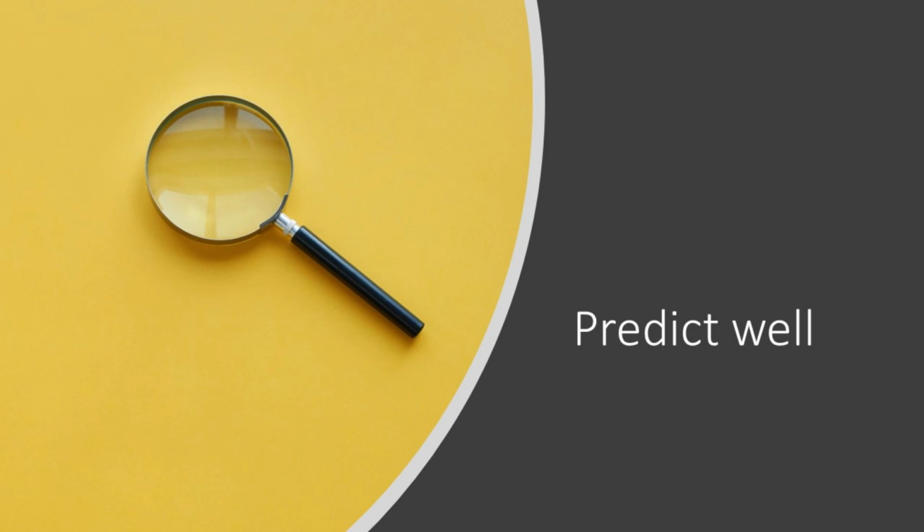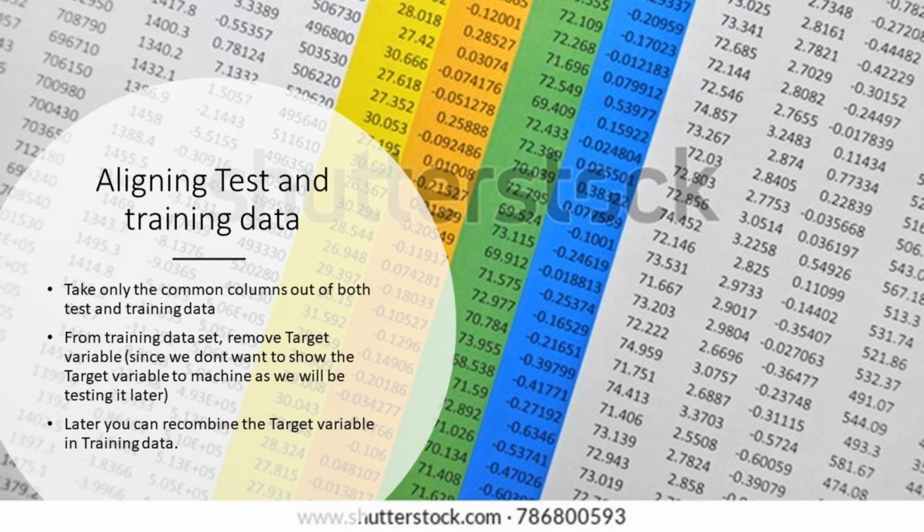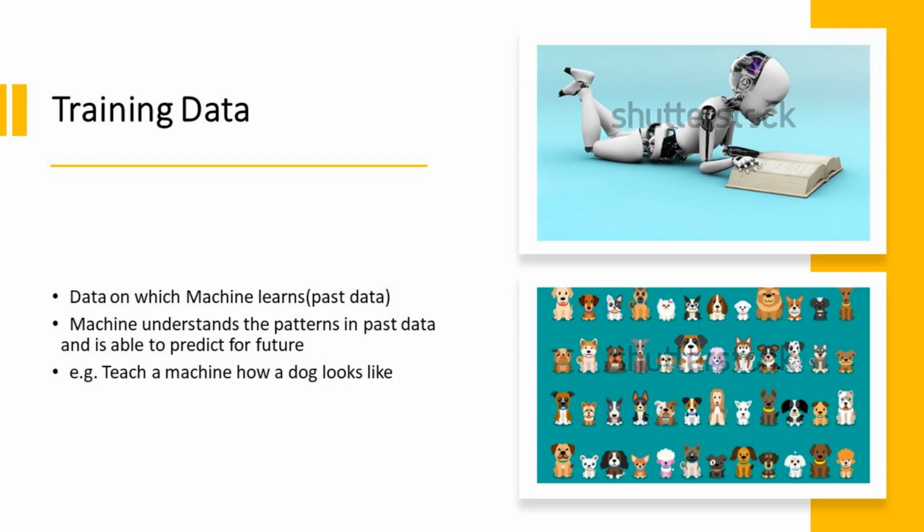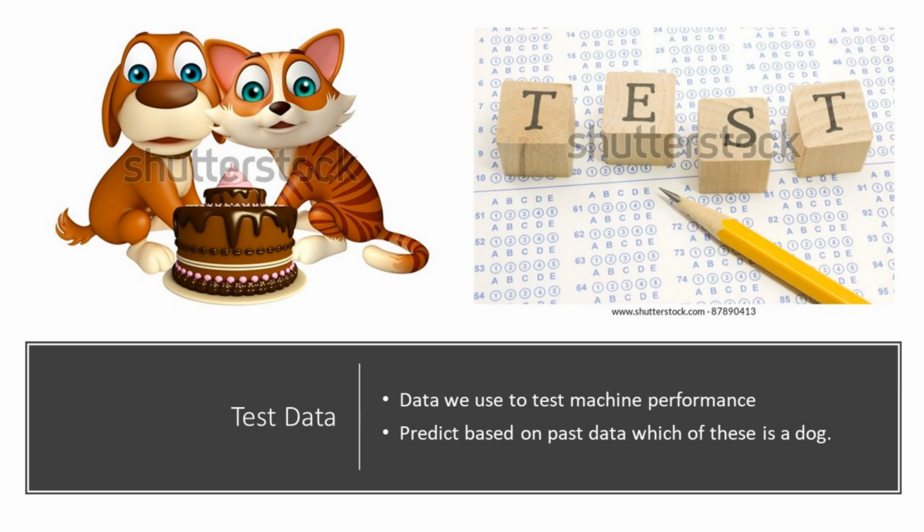Now we come to aligning of the training and test data. For aligning, you're only going to take the common columns out of both test and training data. Let's say the training data has 1 lakh columns and the test data has 50,000 columns. You understood what is training data and testing data, right? Training data is the data on which you train the machine, and testing data is the data on which you test the machine. So both of them have to have the same number of columns. You will keep only the common columns in both and remove all the rest.